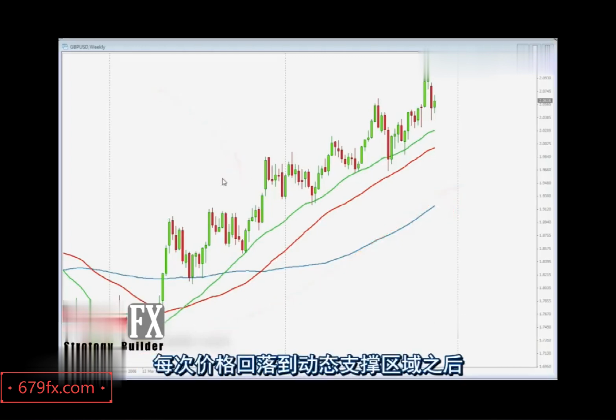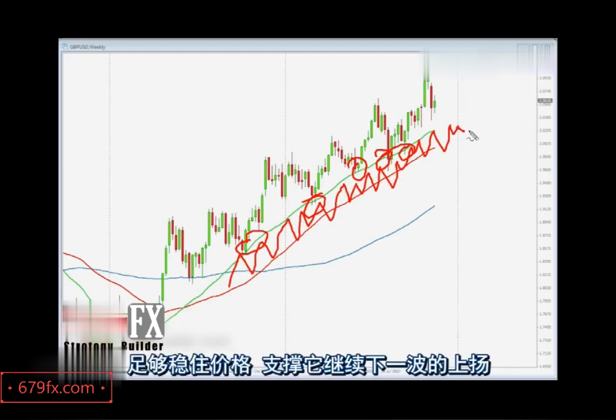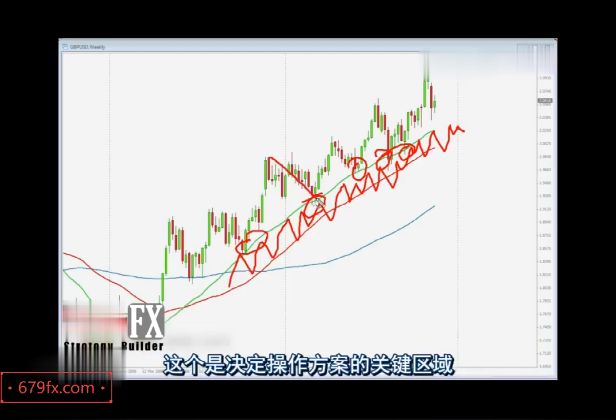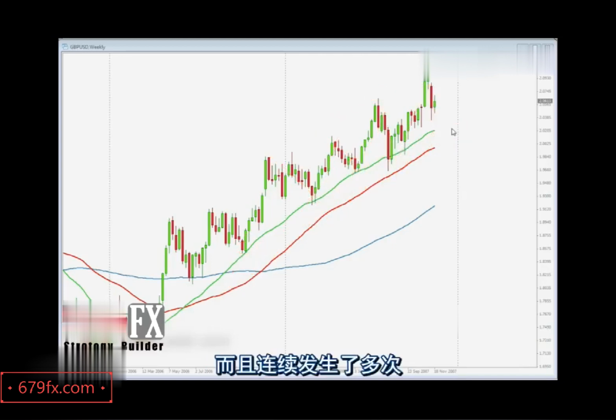All right, every time price pulls back to the dynamic area of support, the enormous amount of buy limit orders, in order to go long, are enough to hold price below. So every time price goes down, this is a decision taking area, and price reacts off that area. Pullback, reaction, pullback, reaction. All right, it happens many times.